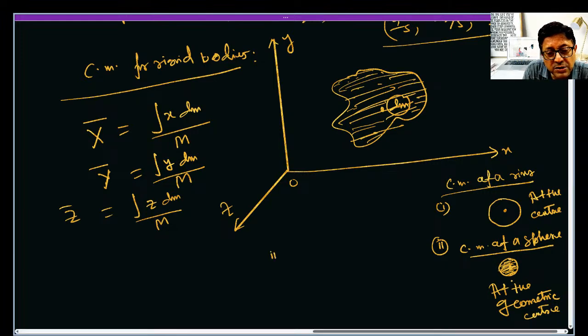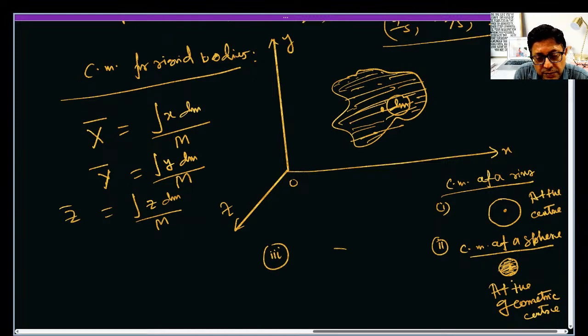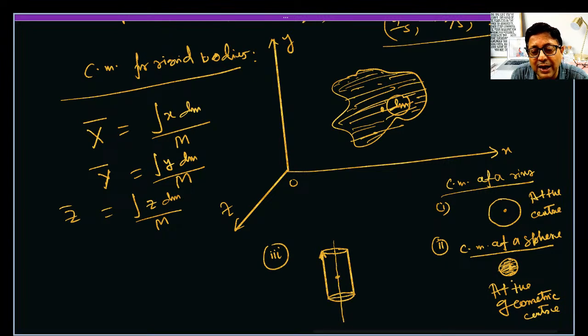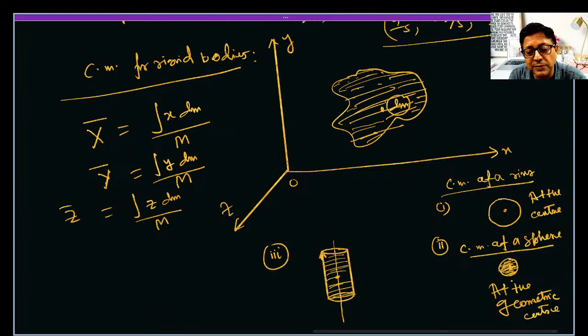What is the center of mass of a cylinder? Cylinder is solid only. For a solid cylinder, where does the center of mass lie? It will be lying at the midpoint of the axis. This is the axis of the cylinder. Center of mass will be lying at the center. Okay, this one is a solid cylinder. Same is for a hollow cylinder also.